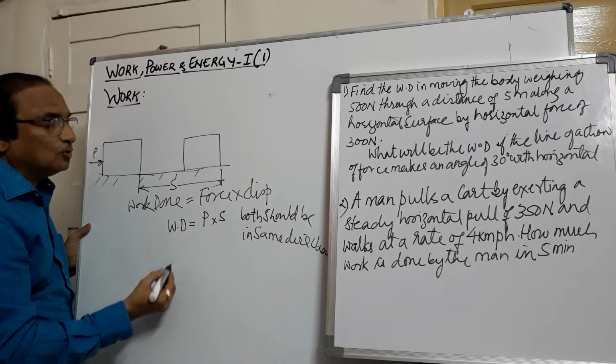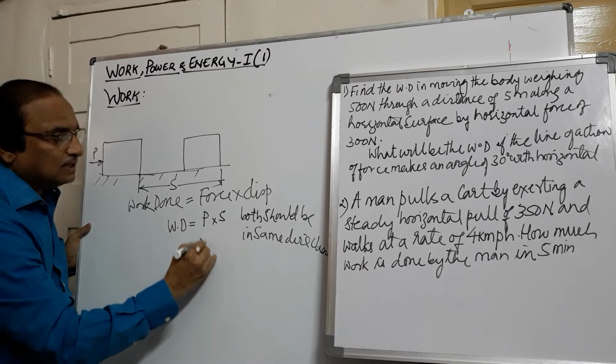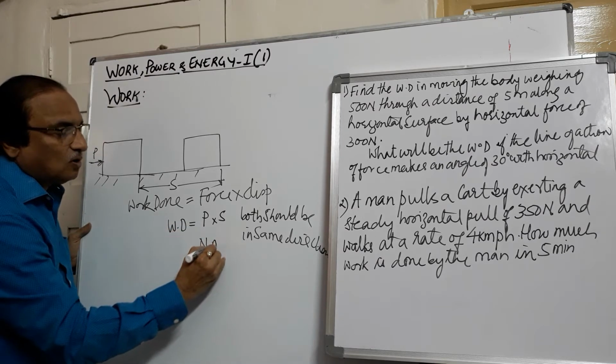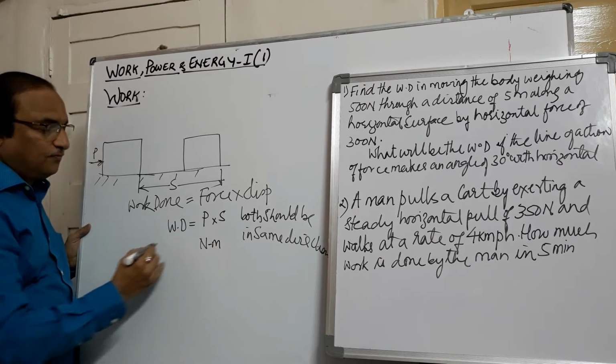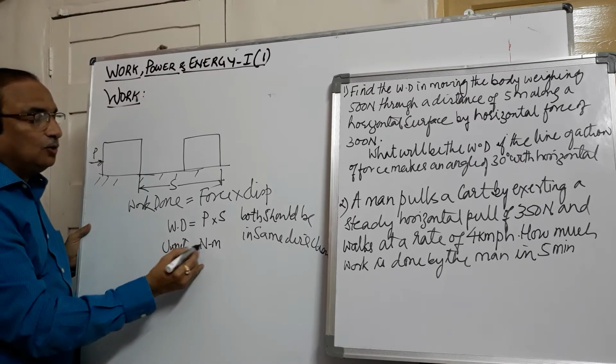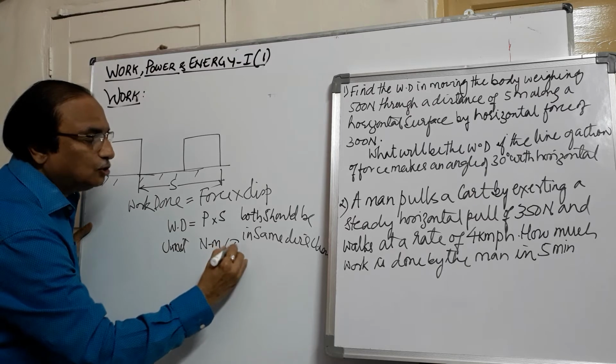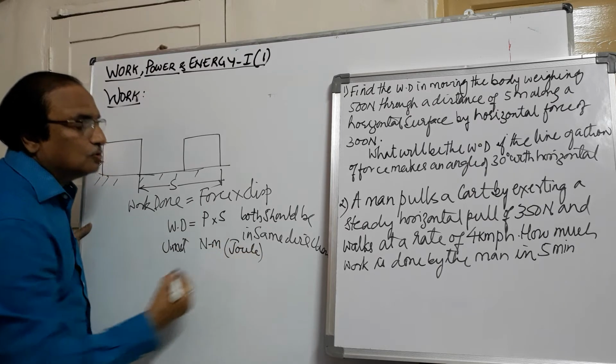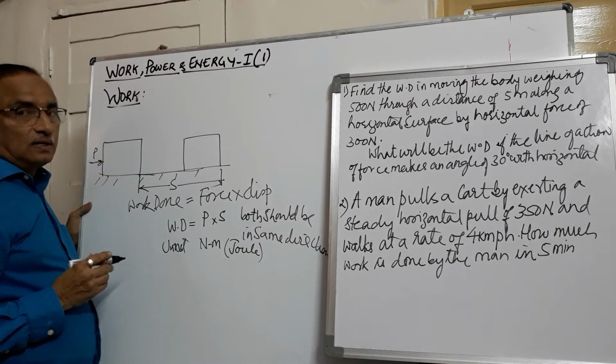Now if you want to know the unit of this, the force unit is Newton and distance, if I call it meter. So the unit of work done will be Newton meter, or we also call it joule. So joule is the unit of work done.